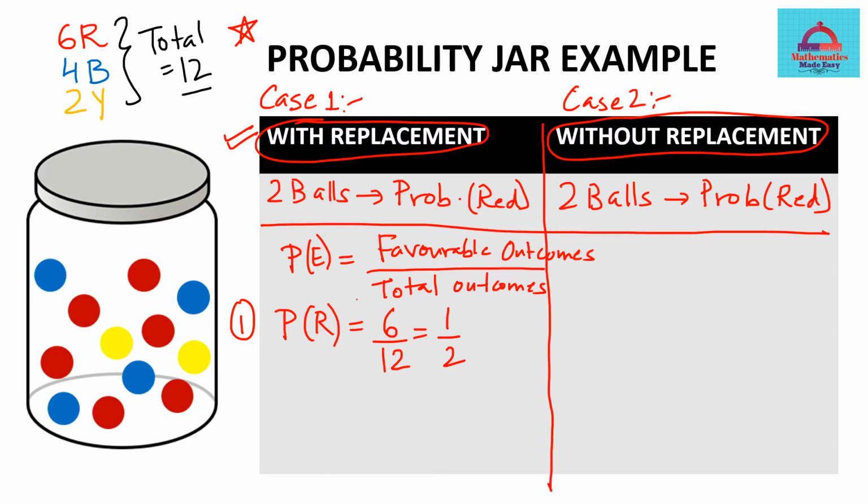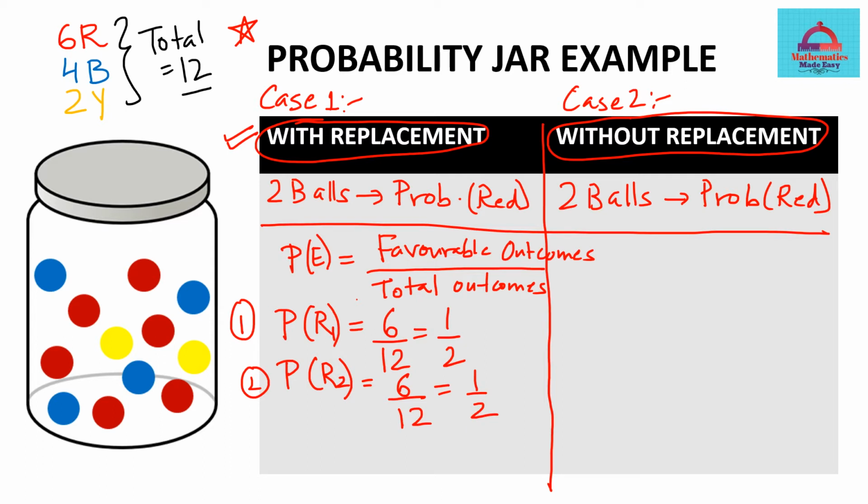Now we need the second ball, also with replacement. So we've taken that red ball out and we are putting it back again. So for the second time, maybe we can write this as R1, the first one, and R2 as the second one. Because the ball is going back, for the second draw also you will have the favorable outcomes as 6, and the total is also unchanged because you're replacing the ball. So 1 by 2. So these are the individual probabilities.